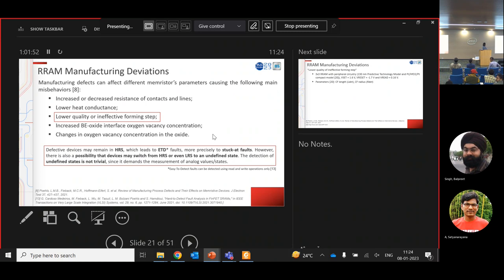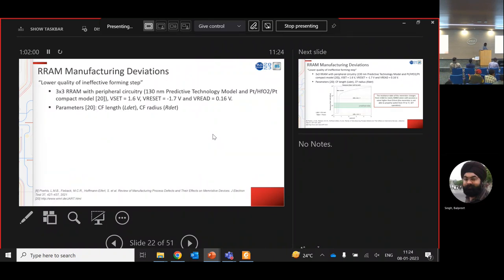So just to give an example of what we did, think about the lower quality or ineffective forming step. We performed some simulations just to understand the impact of this misbehavior on the functional behavior of the device. We used as a case study a resistive RAM with peripheral circuit. It was implemented in 130 nanometer PTM technology. And we used this model that's available here that was developed at Aachen. We used this model for modeling memristive devices.